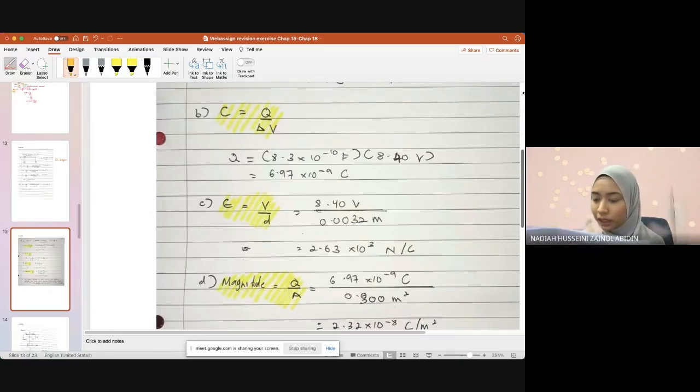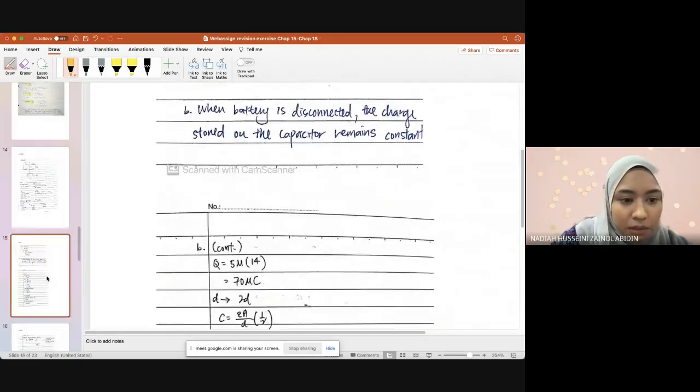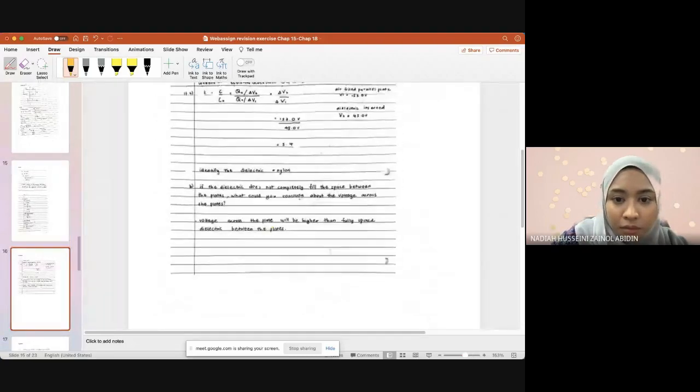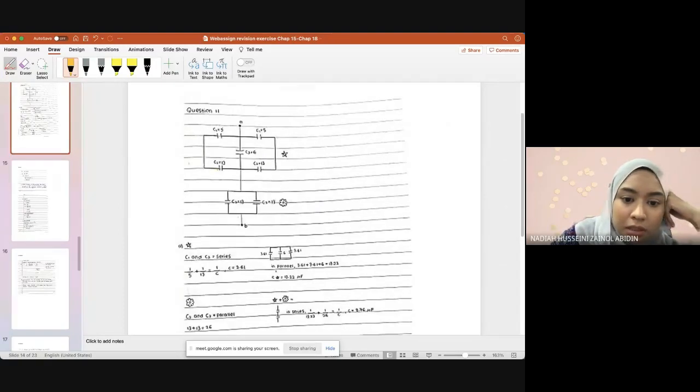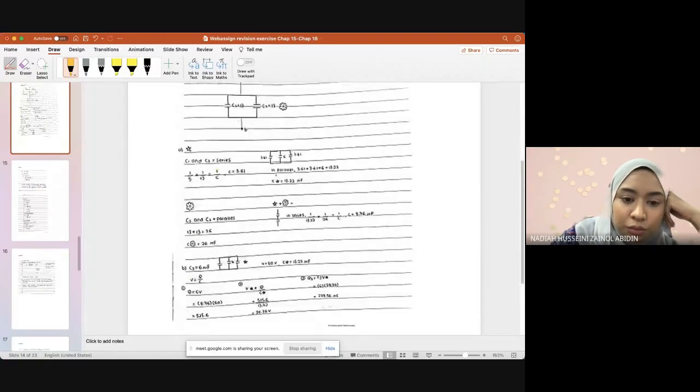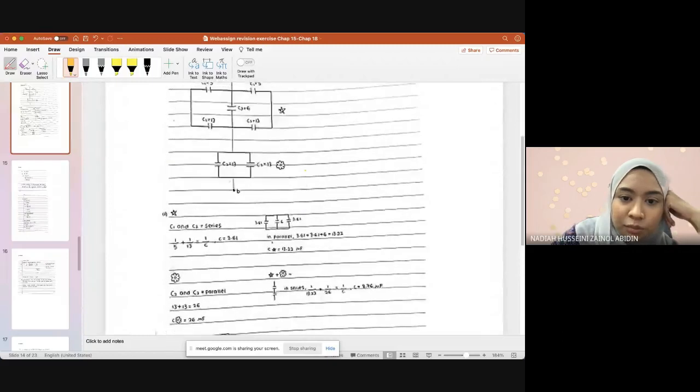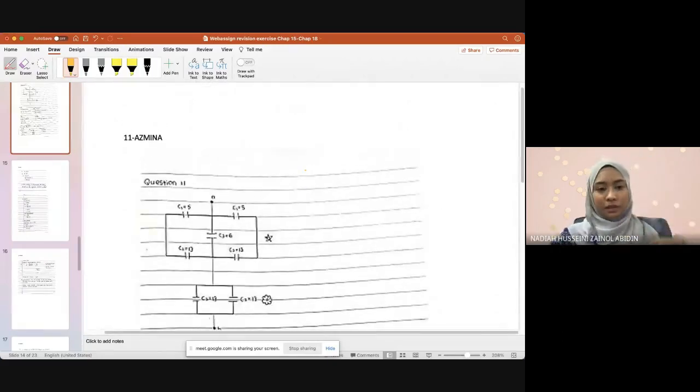I want to look at questions that require finding charges. Find the equivalent capacitance. If the potential is 60, what is the charge stored on C3? Okay, let's do that one. Number 11. Okay, number 11, we need to be quicker. Number 11. What is this? 13. 11. Azmina. It even has a flower, cute. Okay, so let's do question 11.